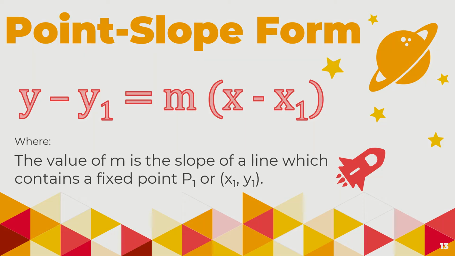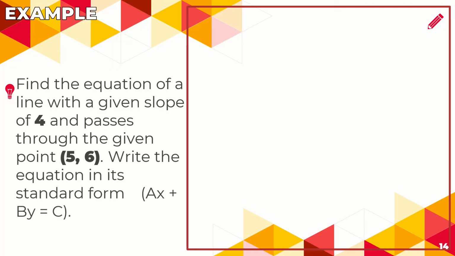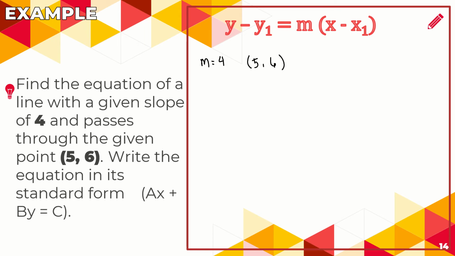Let's have an example. Find the equation of a line with a given slope of 4 that passes through the given point (5, 6). And we are asked to write its equation in standard form. We have a given slope and we have a given point, and obviously our given point is not the y-intercept. So we're going to use the point-slope form where our slope is equal to 4 and the given point (5, 6) will be our x sub 1 and y sub 1 respectively.